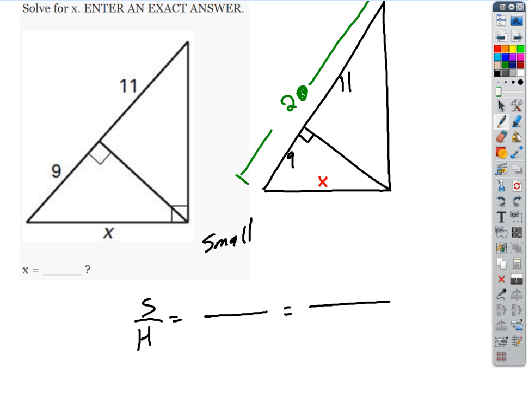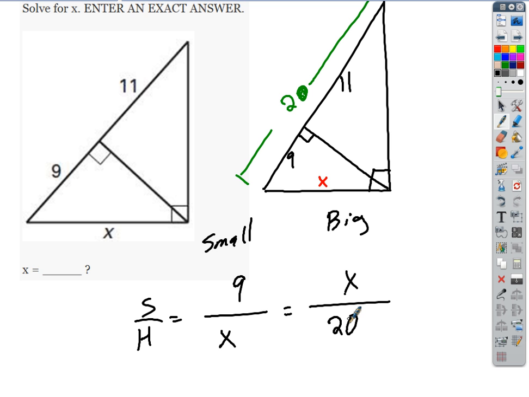What's the short leg of the small triangle? 9, okay. And the hypotenuse, x. Now for the large triangle, x over 20. Yeah, x is the short leg, and 20 is the hypotenuse, because that's what's opposite that right angle in the big triangle, right?